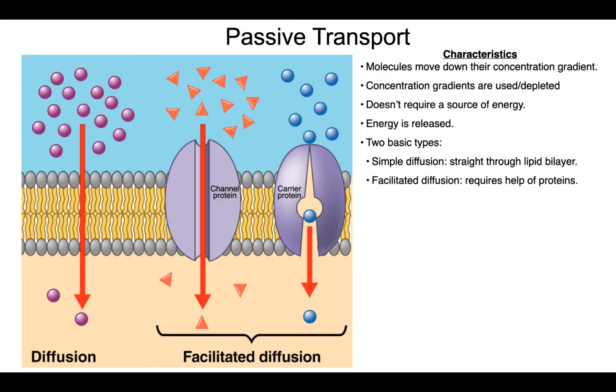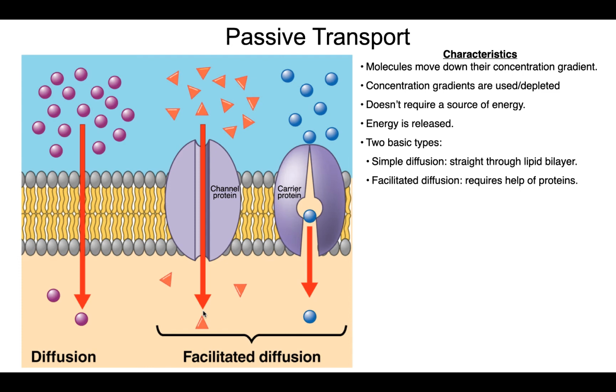So let's take a look first at passive transport. And what we see here is in each case, you see molecules moving down their concentration gradient. And what that means is they are molecules that are moving from a place of high concentration to a place of low concentration.